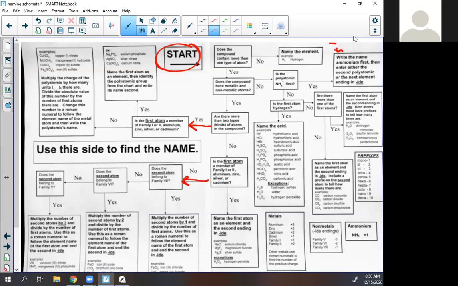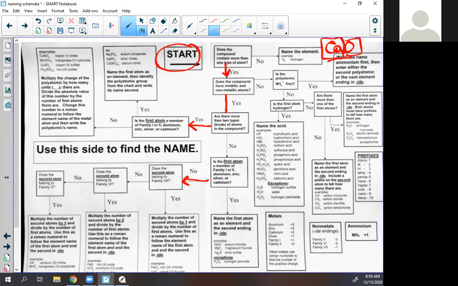Oh gosh. No technology wants to work today. I'll teach from right here. CaO. Okay. Does this compound contain more than one type of atom? Yes, it has two, in fact, Ca and O. Does it have metallic and non-metallic atoms? Yes, good answer. Calcium's a metal, oxygen's a non-metal.